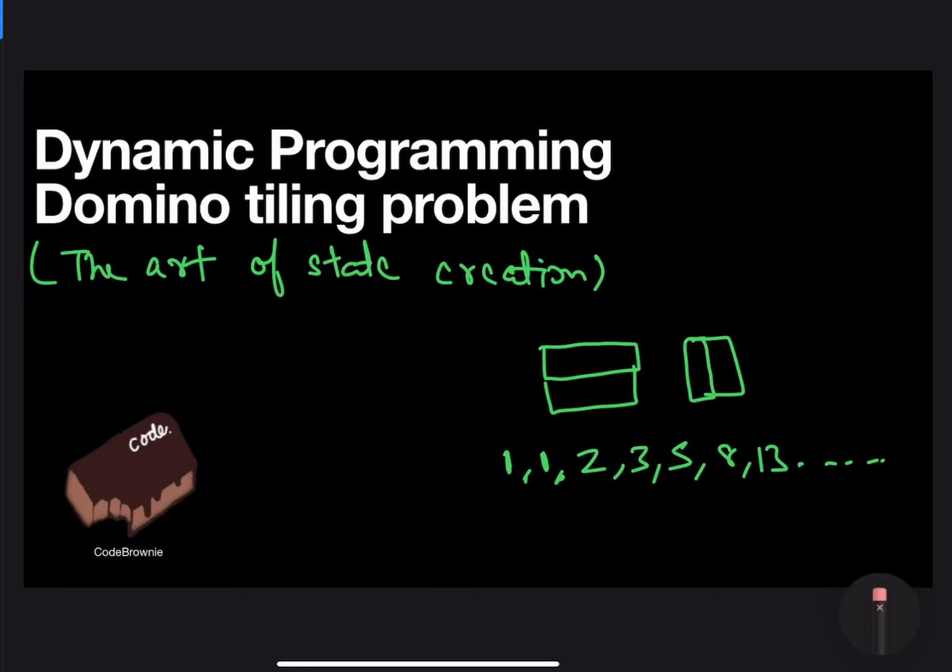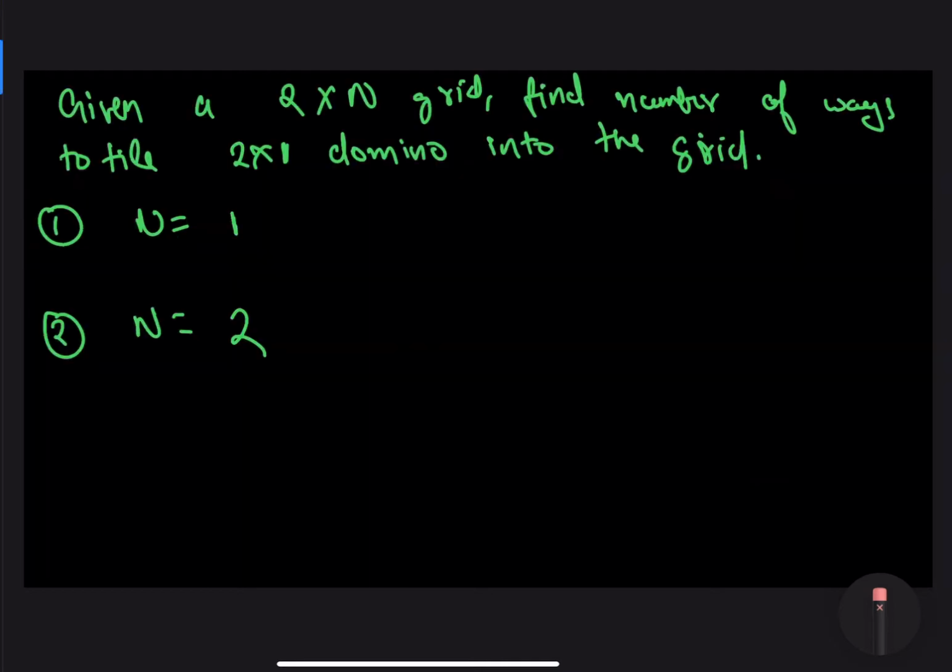Hey guys, so in this video we are trying to understand a 2 by n domino tiling problem. In the problem you are given a 2 by n grid and you have to find the number of ways to tile the grid with the help of 2 cross 1 dominoes. It's possible to rotate the dominoes in the horizontal or in the vertical way.